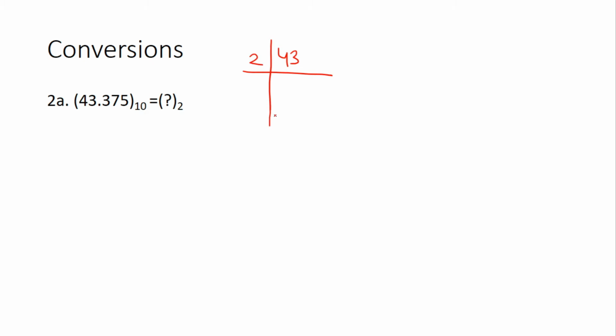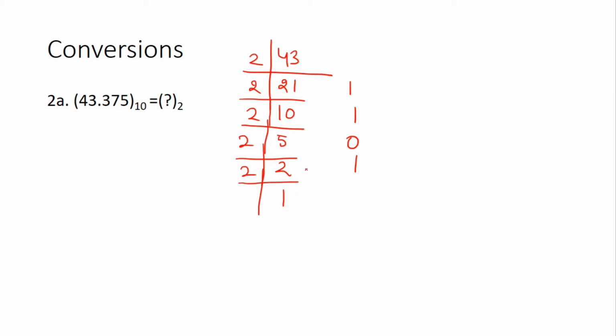So 43 divided by 2 is 21, remainder is 1, then 2 10s are 20, remainder is 1, 2 5s are 10, remainder is 0, 2 2s are 4, remainder is 1, 2 1s are 2, remainder is 0. And this would be the MSB and this would be the LSB, and we're going to write it in the reverse order.